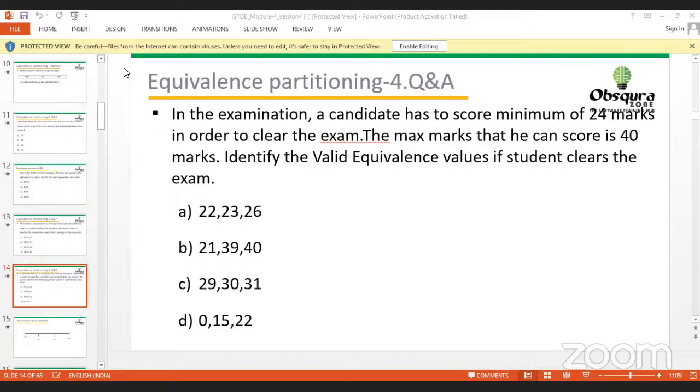Yes, C is the correct answer. Okay, so everyone got it right. It is clear, right?